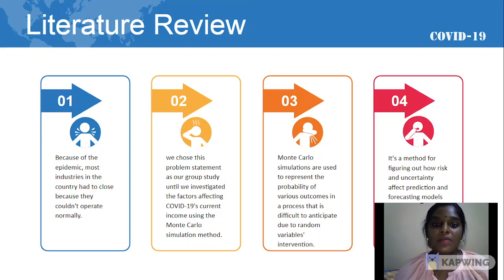Based on previous papers, most of the papers use the Monte Carlo simulation method. Monte Carlo simulation is used to represent the probability of various outcomes in a process that is difficult to anticipate due to random variables of intervention. We chose to use Monte Carlo simulation because it may prove to be a superior solution by using numerous varied values rather than just replacing the uncertain variable with a single average figure.